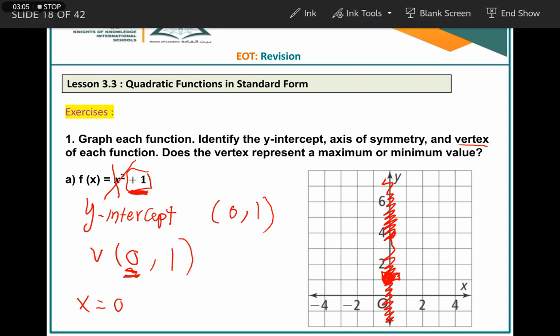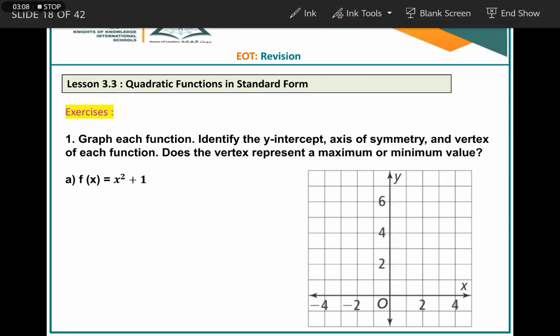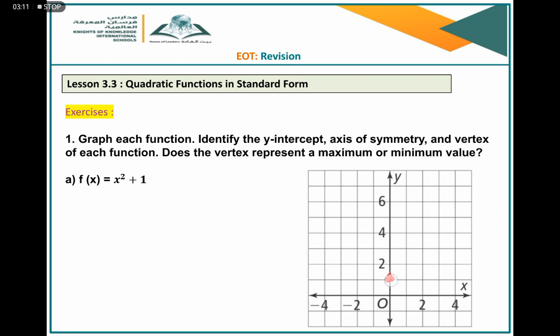But here, my dear student, if you see the leading coefficient, there is nothing here. That means it is 1, and it is positive because there is no negative sign in front of the x squared. The leading coefficient is positive, which means the graph will be upward. Because of that, the vertex is at the bottom, so it is a minimum. Okay, my dear students? Let's move to the next.